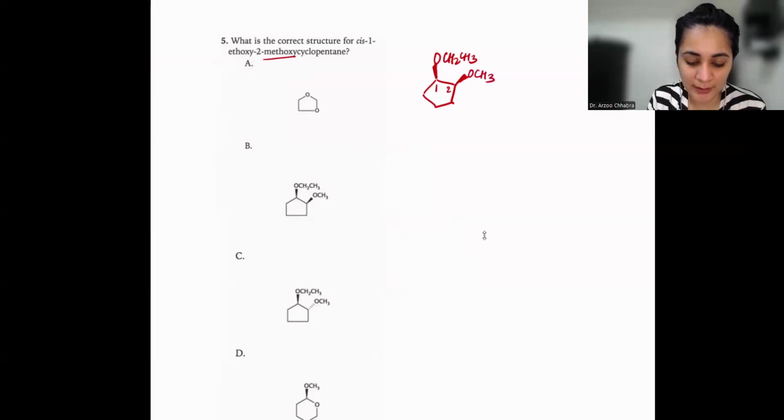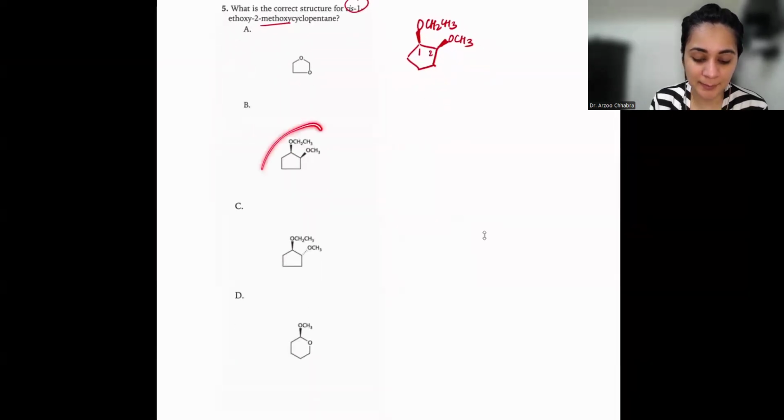2-methoxy, 1-ethoxy, cyclopentane, and they are cis, meaning both can be wedge or both can be dash. It doesn't matter, but they have to be of the same stereochemistry. So the second option, option B, is actually the correct answer. That was pretty easy, right? Okay.